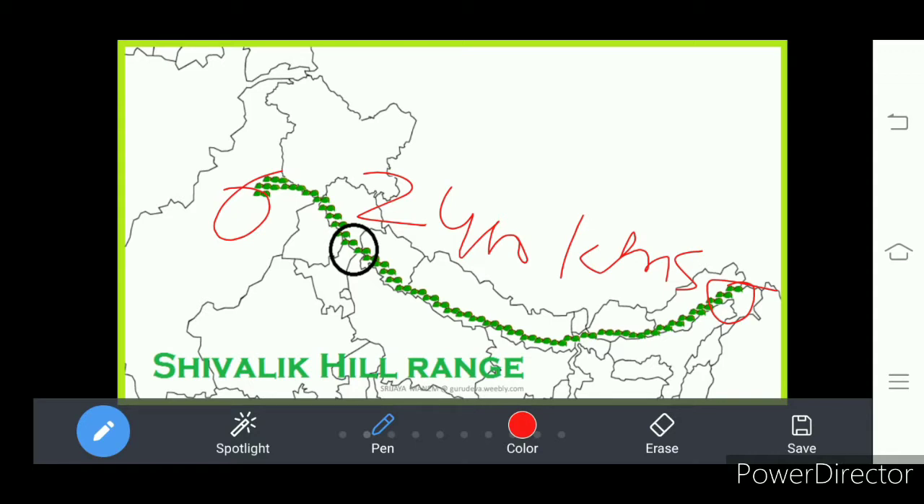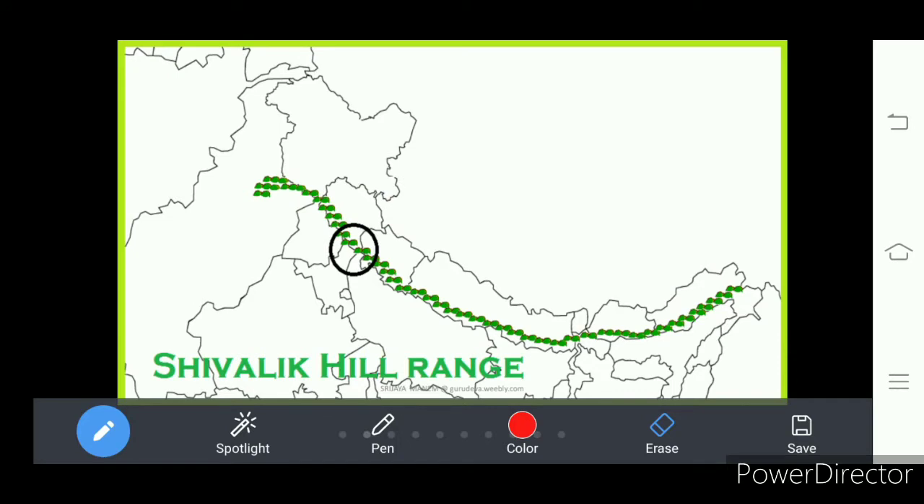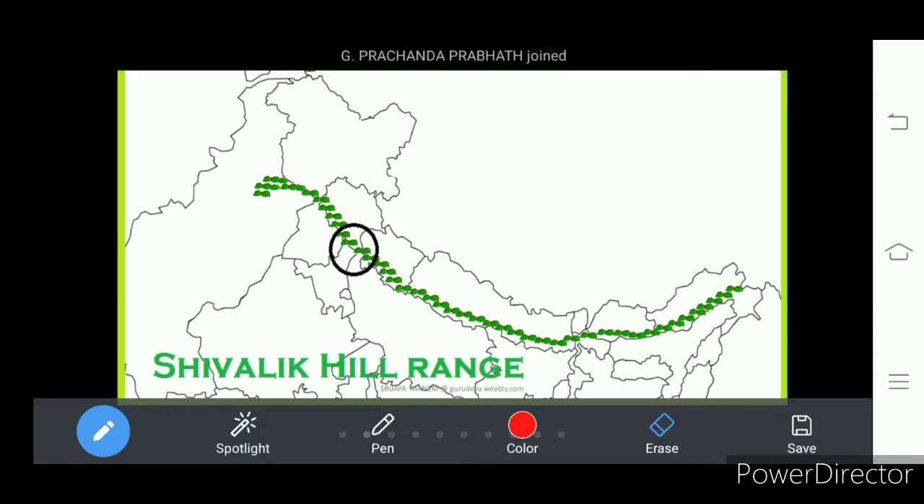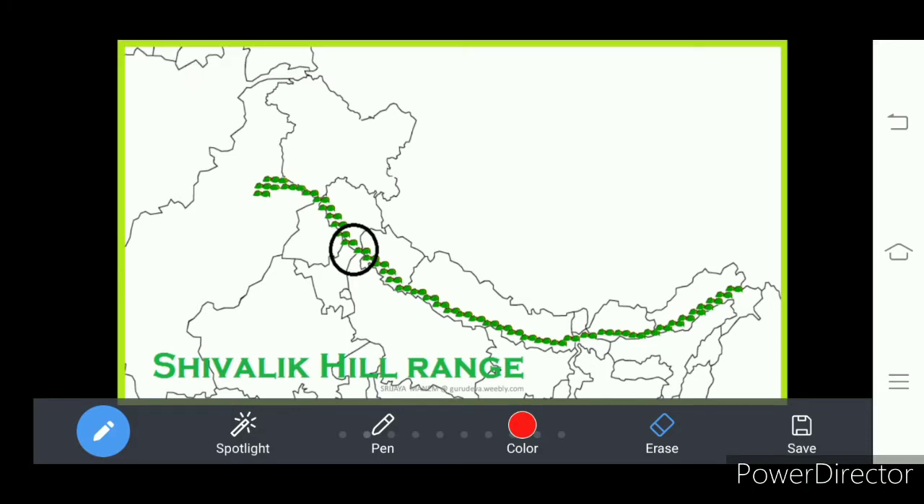So there is a hogback appearance towards the north of the Shiwaliks. What is meant by hogback? A steep side slope to the north of Shiwaliks.